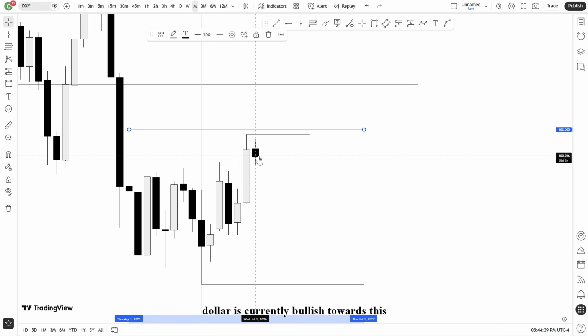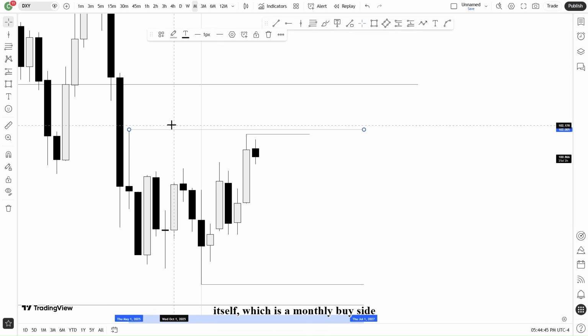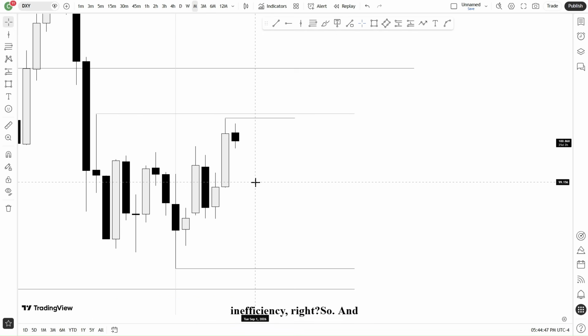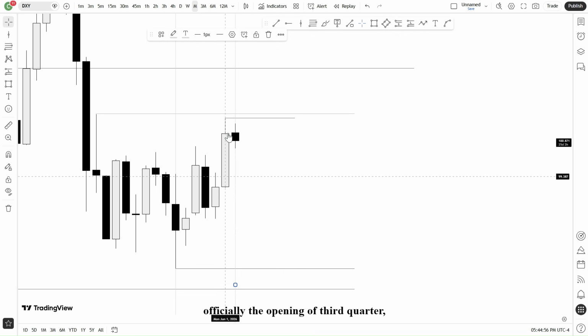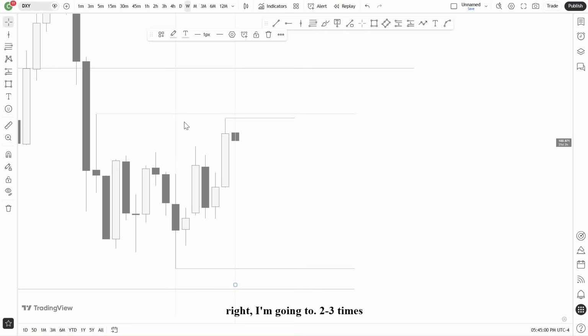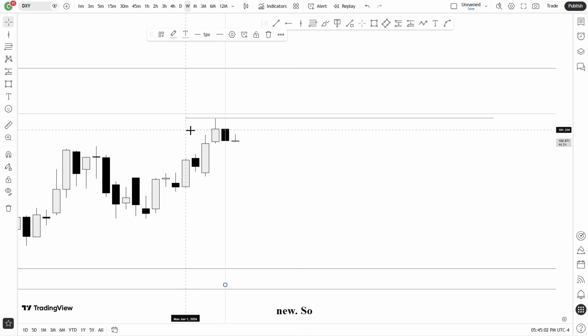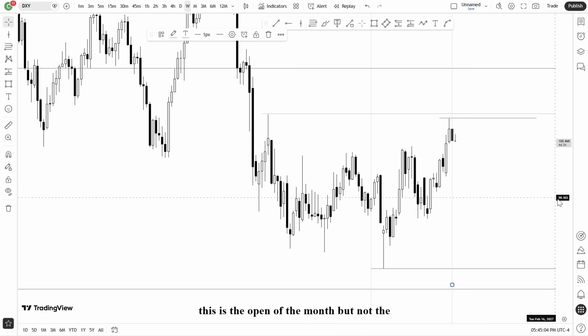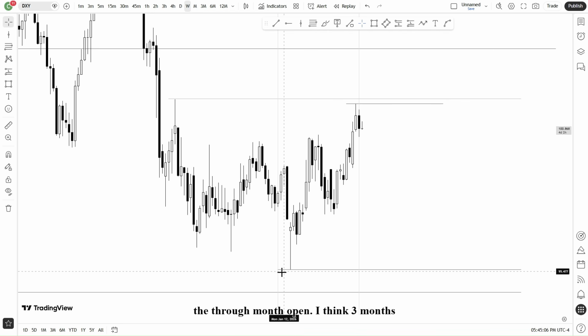So the dollar is currently bullish towards this magnet, which is the monthly buy side inefficiency, right? And this is a current buy program. So going down to the weekly time frame, let's mark out the monthly open, which is officially the open of third quarter, right? And going to the weekly time frame, this is the open of the month, but not the 3 months open.